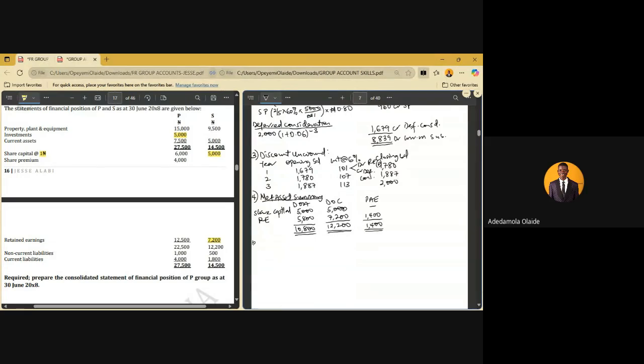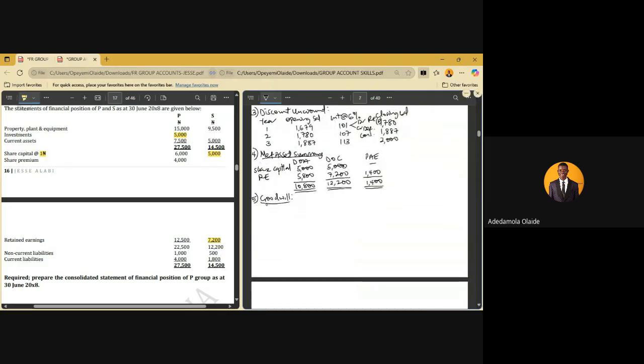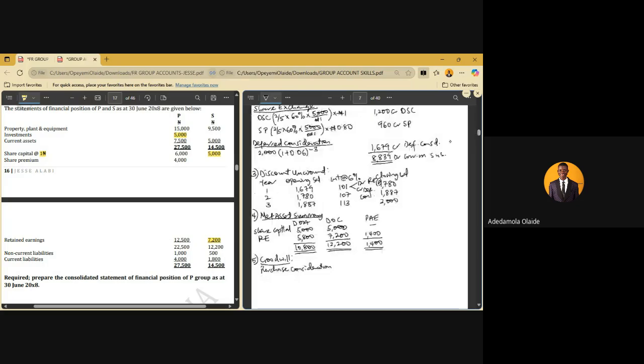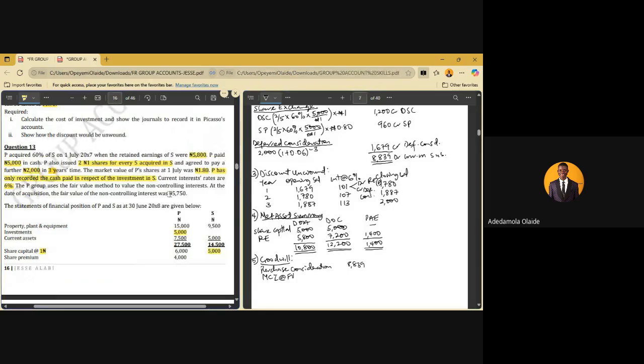Good. So note 5 will now calculate goodwill. To calculate goodwill now, we'll say goodwill should be purchase consideration. To get our purchase consideration, we'll refer back to what we calculated earlier, 8,839. Then NCI at fair value, which was given to us. They said the NCI fair value was 5,750.